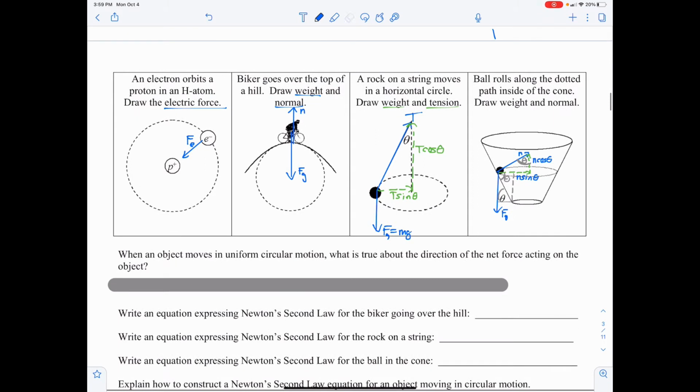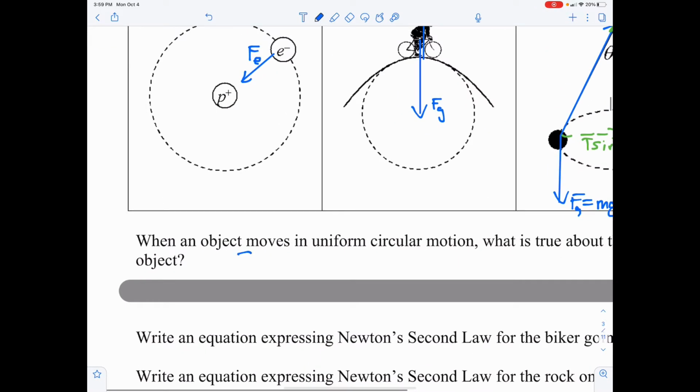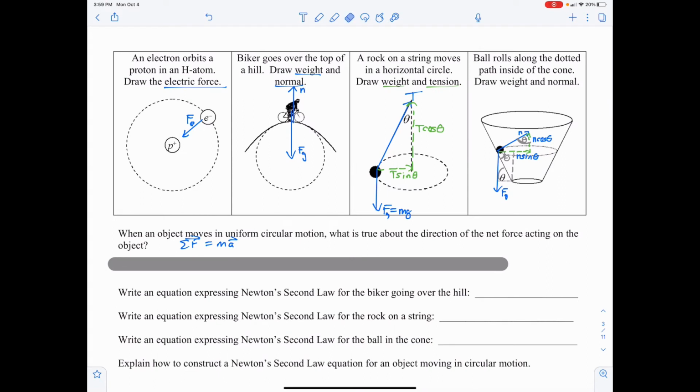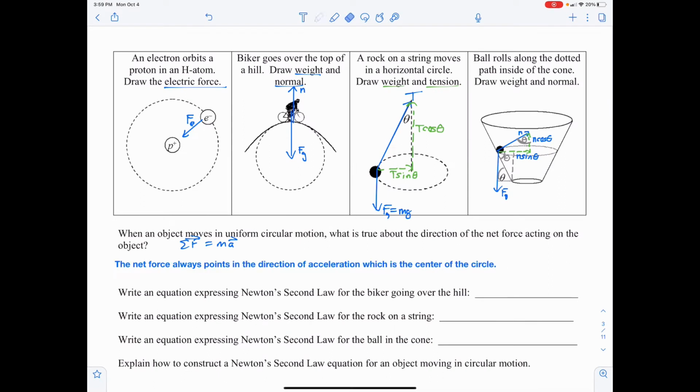When an object moves in uniform circular motion, what is true about the net force? Well, just like Newton's second law, the direction of the net force is in the same direction as acceleration. That is no different for center pointing acceleration. So the net force always points in the direction of acceleration, which is towards the center of the circle.